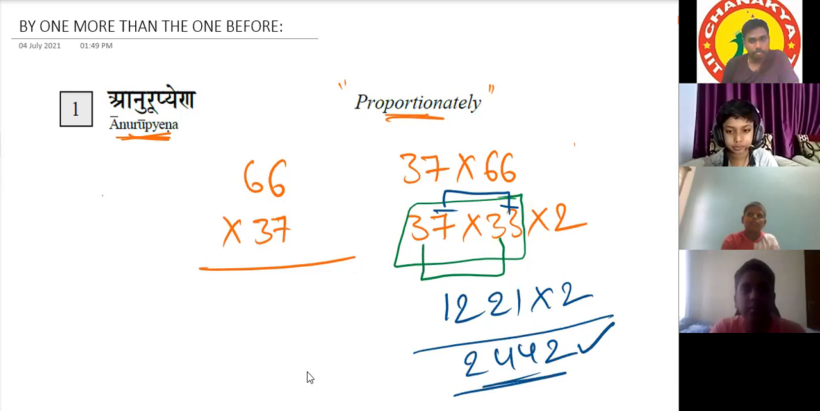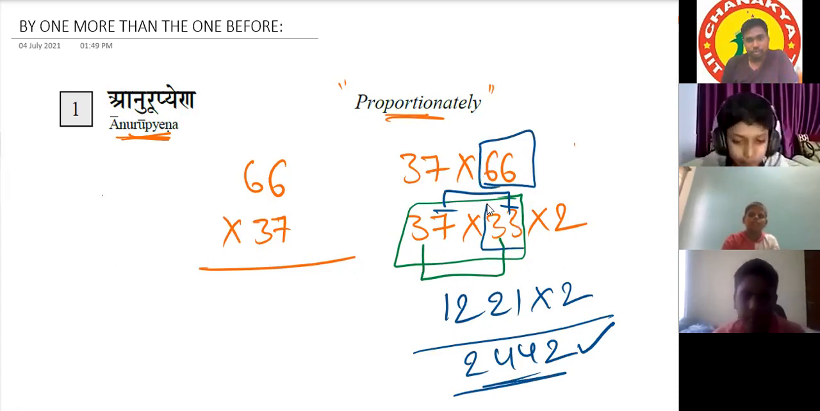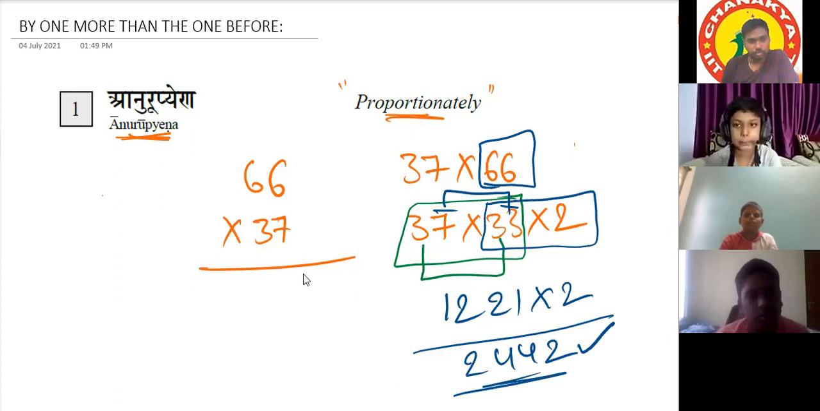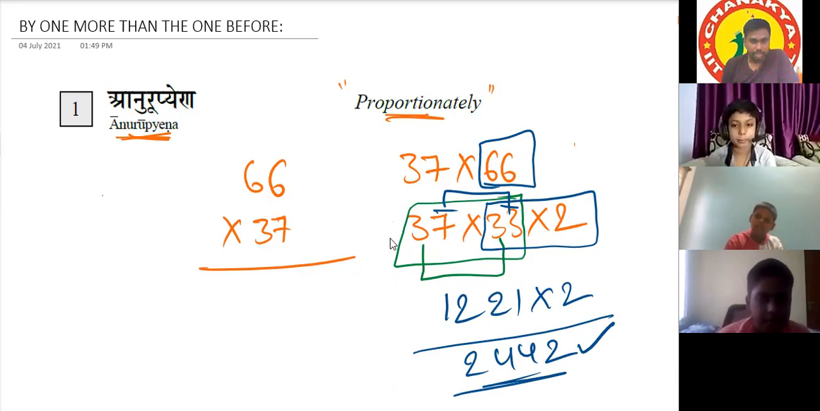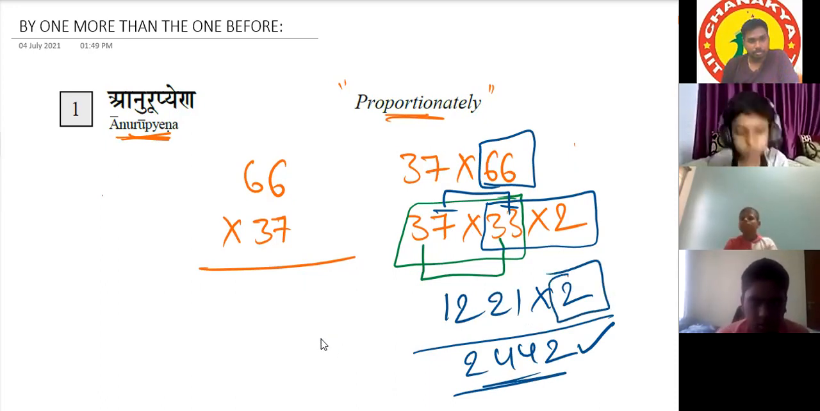Sir, I didn't get it. Can you explain again? Okay, see, I'm making 66 like 33 into 2. Now see the first two numbers, 37 and 33. Are these two numbers in the previous case or not? Yes, sir. I'm using the previous shortcut to get this multiplication, and after getting the result, I'm just doubling the number.